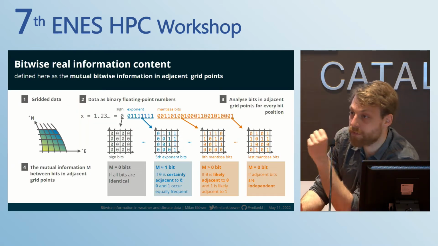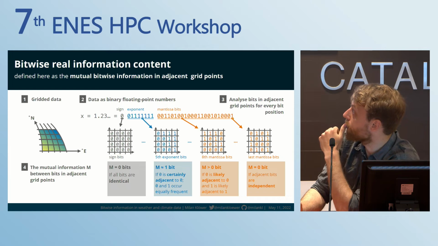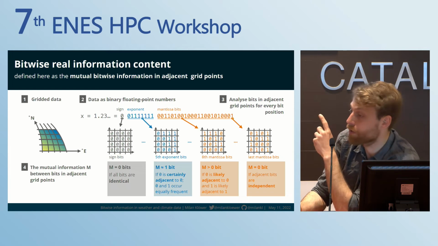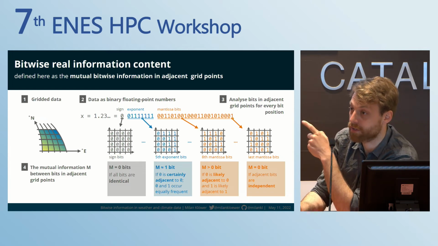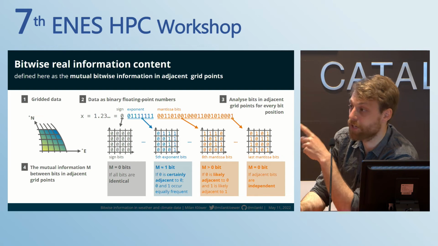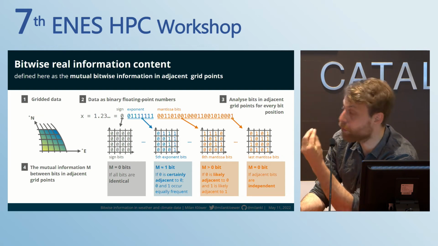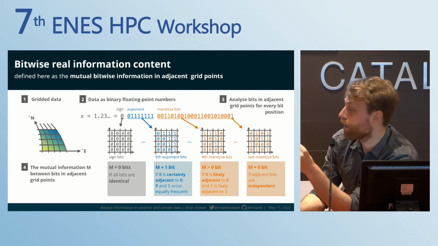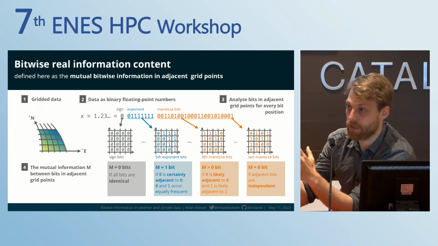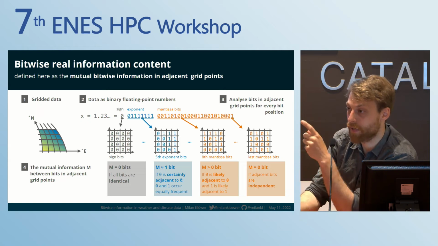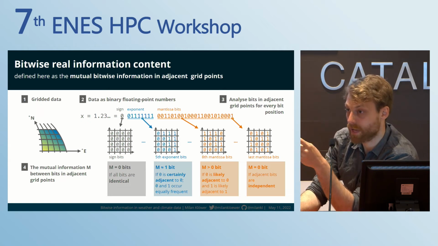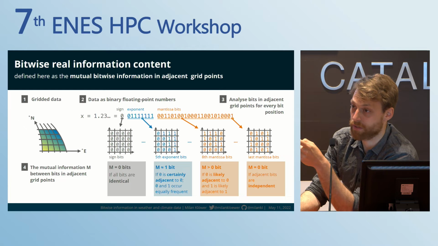So the way how we've defined this bitwise real information content is basically as follows. So assume you start with some kind of gridded data. By gridded data, I mean really basically the only property that is needed is that if you represent your data in the end in some kind of array, that the entries that are adjacent in the array also have to be adjacent in physical space.